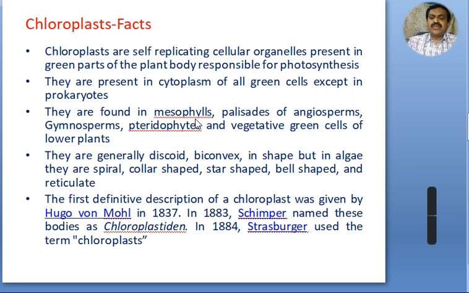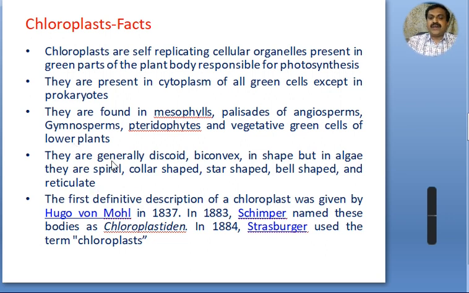Chloroplasts are found in mesophyll cells like the palisade parenchyma of the angiosperms, gymnosperms, and pteridophytes, and also in vegetative green cells of the lower plants like algae, bryophytes, etc.